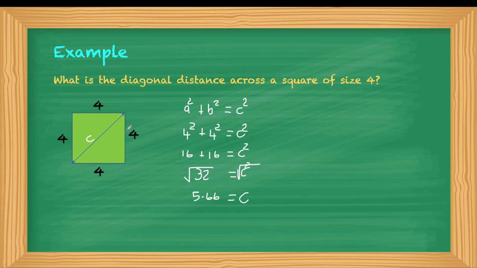Alright, so remember, for the Pythagoras theorem, we add a squared plus b squared, which would be equal to c squared. And if we already have the hypotenuse, we would transpose or change the subject of the formula to get what we don't know.